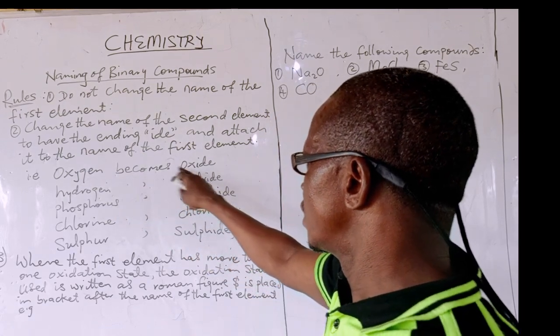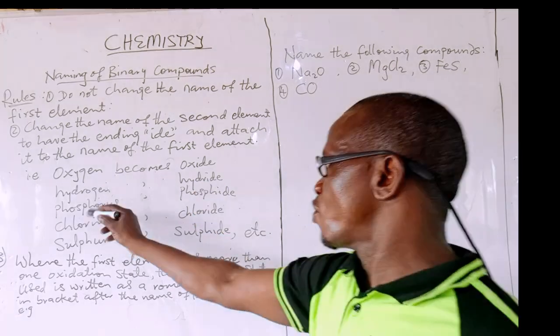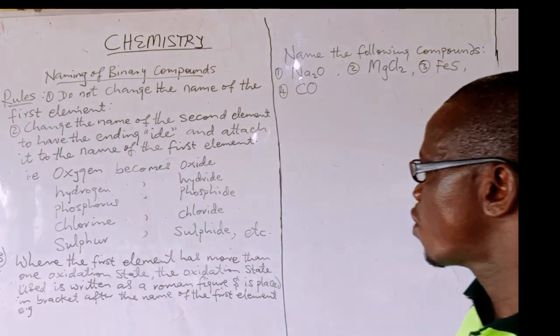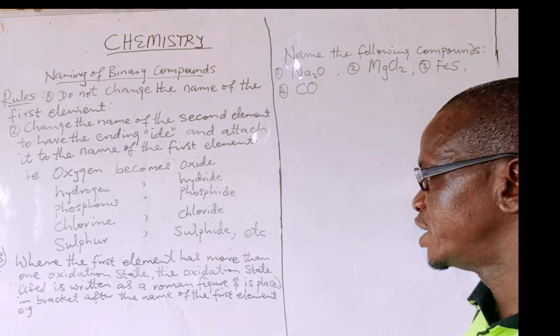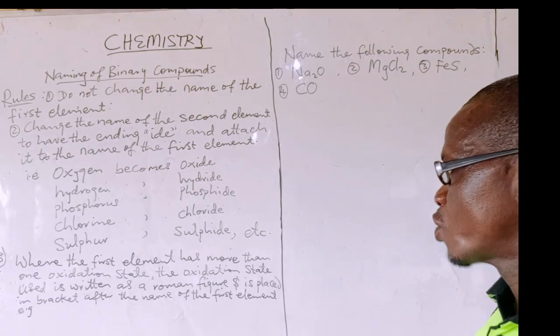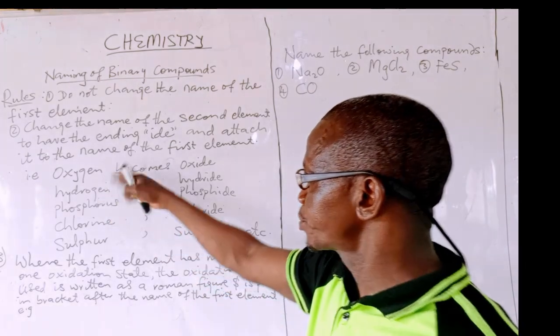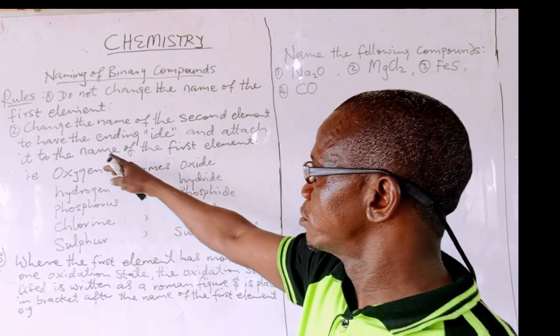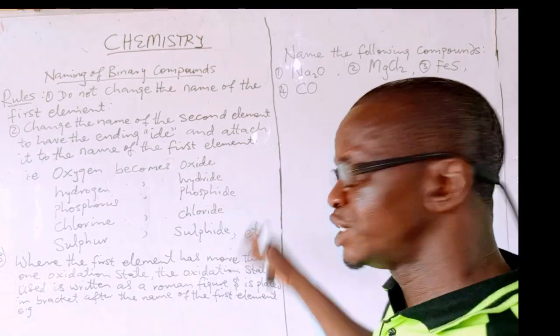Oxide. Hydrogen now becomes what? Hydride. Phosphorus now becomes what? Phosphide. Chlorine becomes chloride. Sulfur becomes sulfide, and so on and so forth. Just change the name of the second element, changing the ending part of it to IDE.